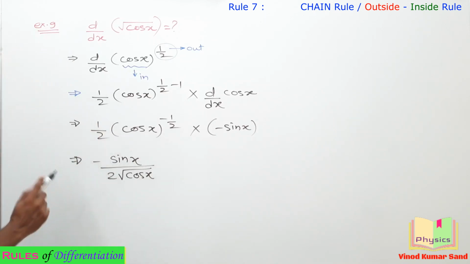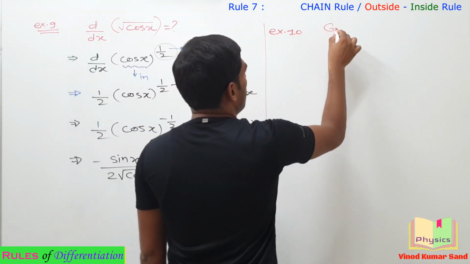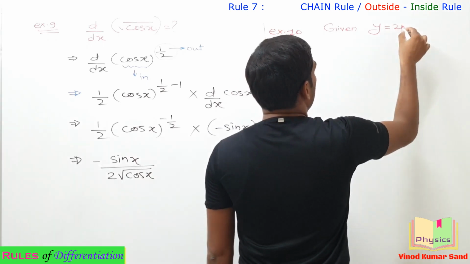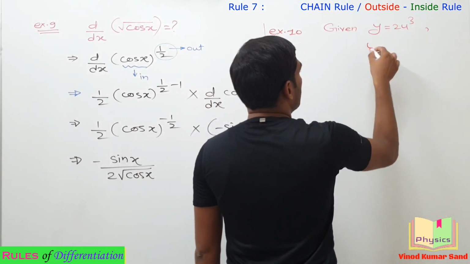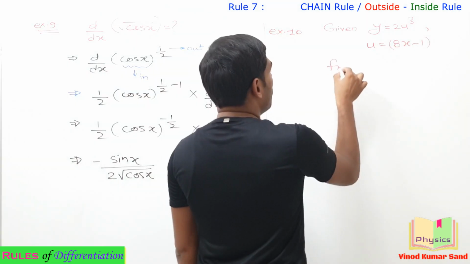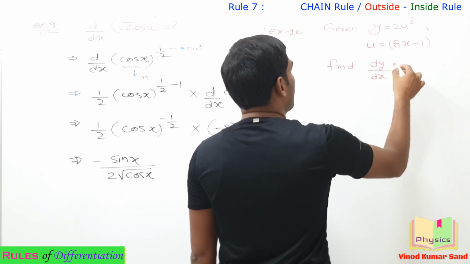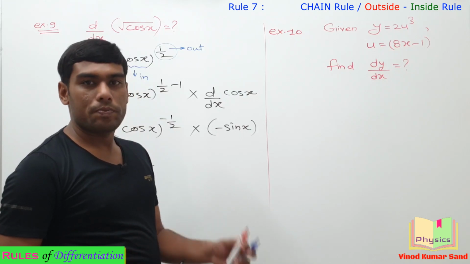question. Taking up example number 10 here. Suppose you are given that y is equal to 2u cube, comma, u is equal to 8x minus 1. Find dy by dx. Give it a try yourself.